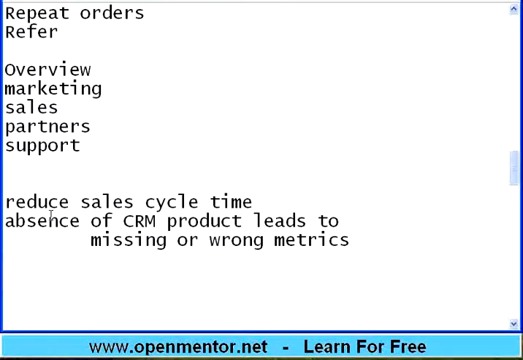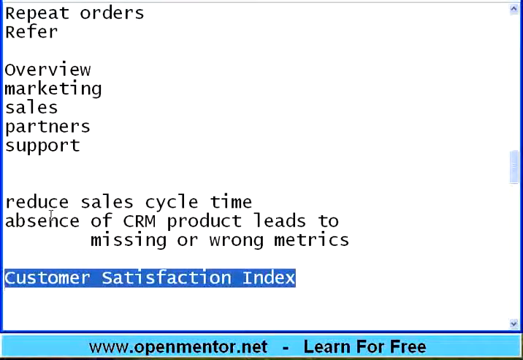Marketing, sales and support: you are dealing with customers. Customers are God. So we need to ensure the customer is satisfied. Even if you take ISO or CMMI or anything, the customer satisfaction index is the key metric. If the customers are happy, you will grow. If the customers are not happy, it's very difficult to grow. So CRM helps in that area.